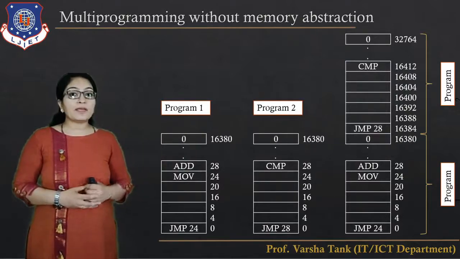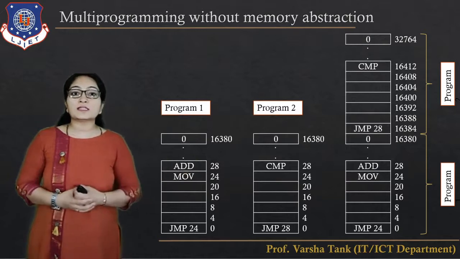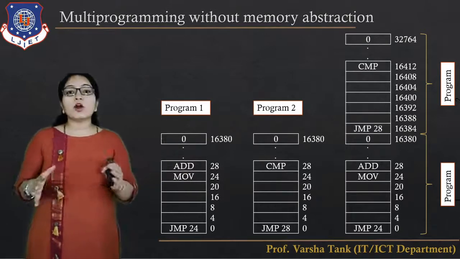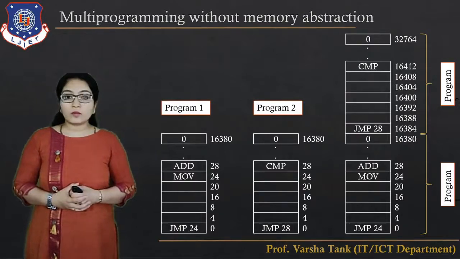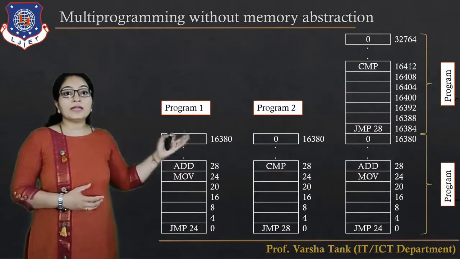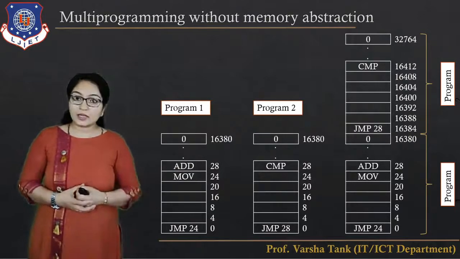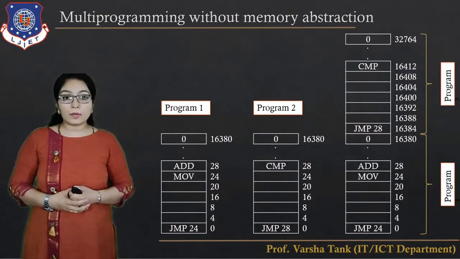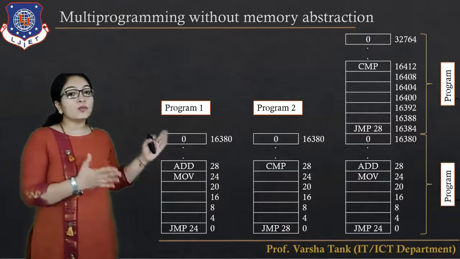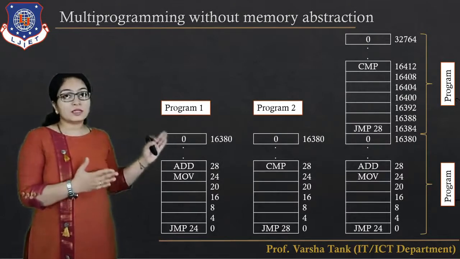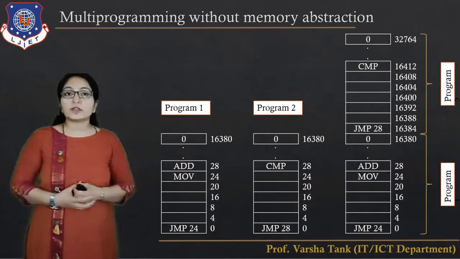But now what will happen? Here you can see the jump instruction, jump 28. But here jump 28 will not work. Why will it not work? Because at address 28 another instruction is stored, which is add. So this program will not work properly, because there is no proper addressing.